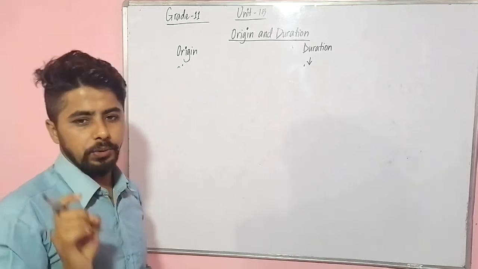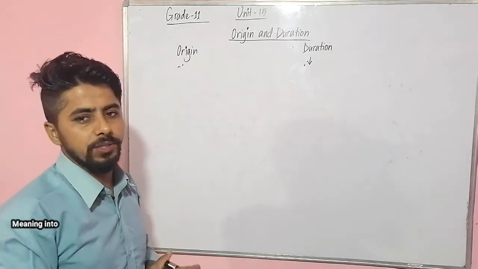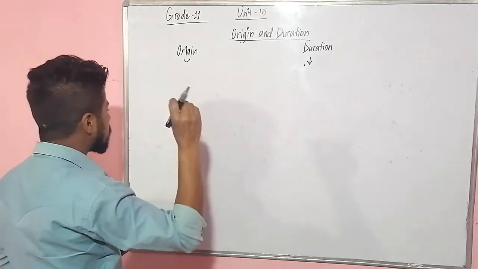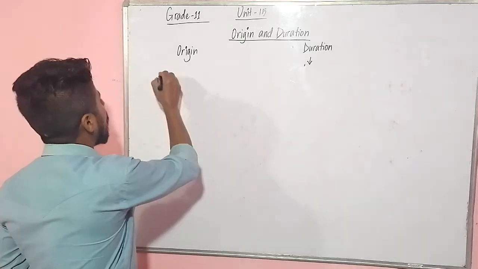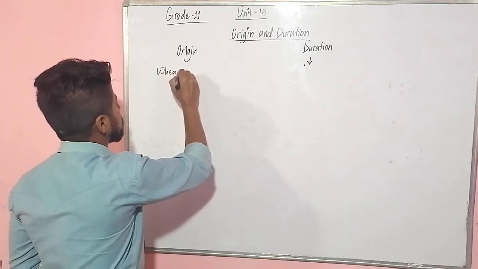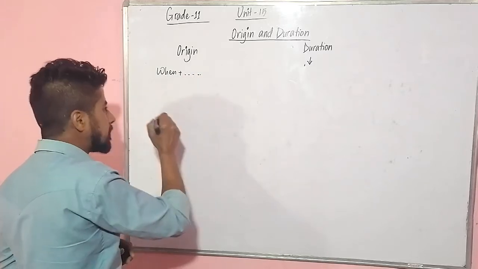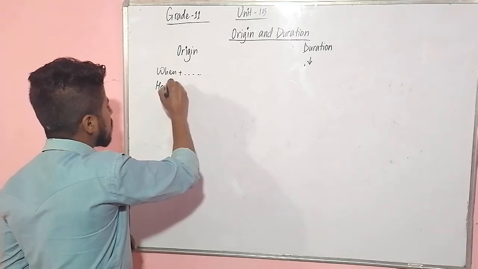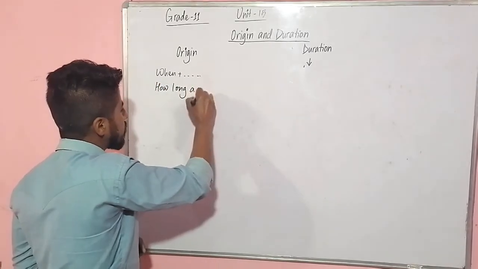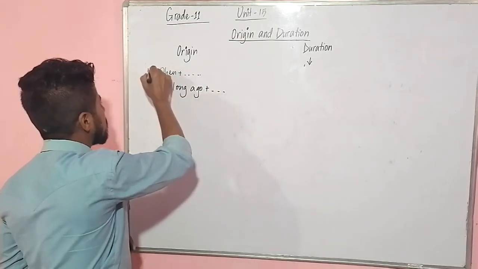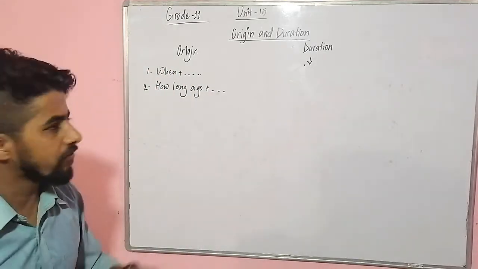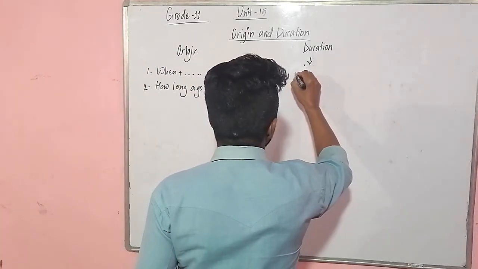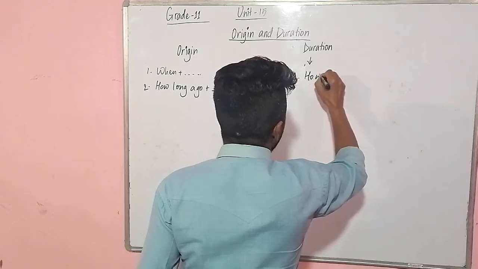So, to make the questions, before making the questions, I will give you a hint. For origin, your questions will start from when? Similarly, the next structure will be how long ago plus remaining part. These are the 2 starting for origin, whereas for duration your question should start from how long.